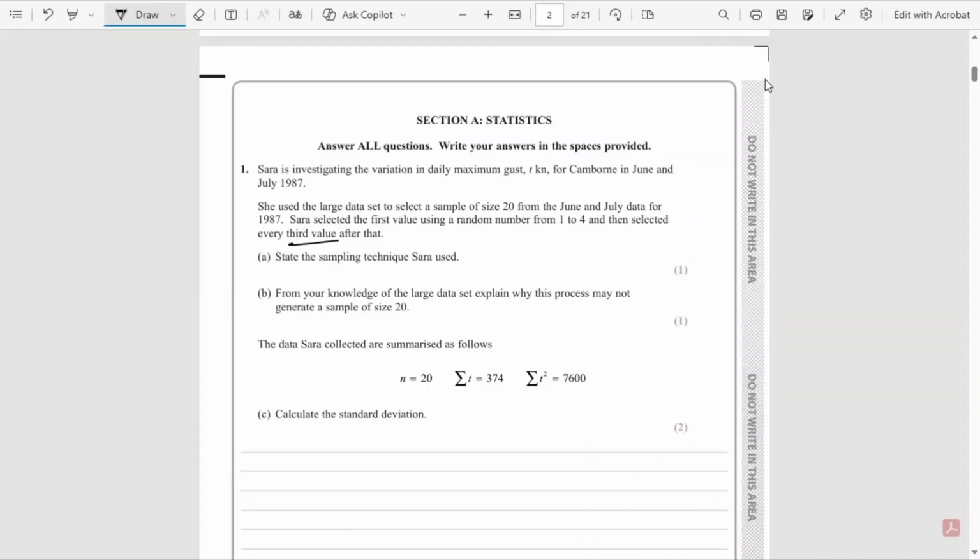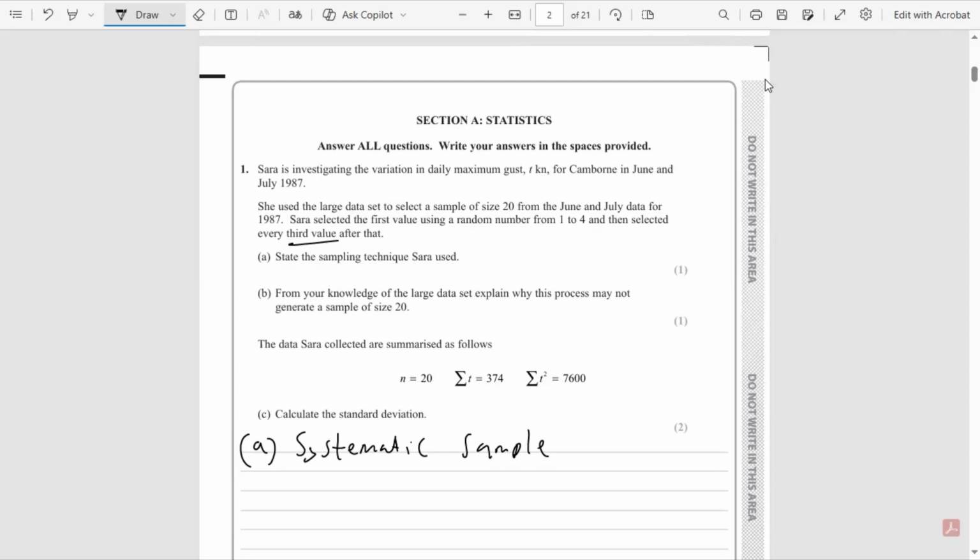So if you know your sampling techniques, I hope you would be happy knowing that this is a systematic sample. Systematic sample. So a systematic sample is exactly as the question describes here. You'll use a random number generator to generate a number between 1 and some other number. And then you'll take every second or third or fourth or fifth or nth value afterwards so that you get your full sample size, in this case of 20. So that's a systematic sample.